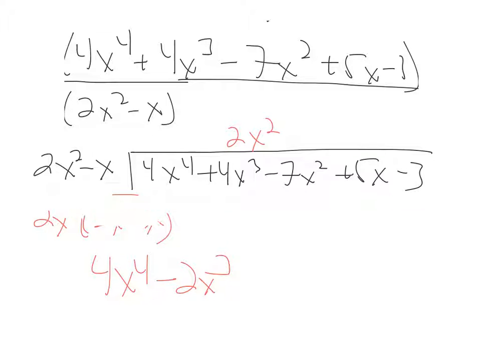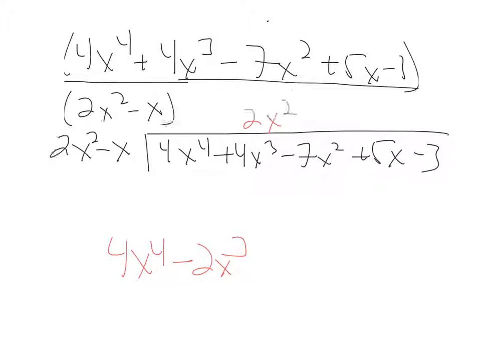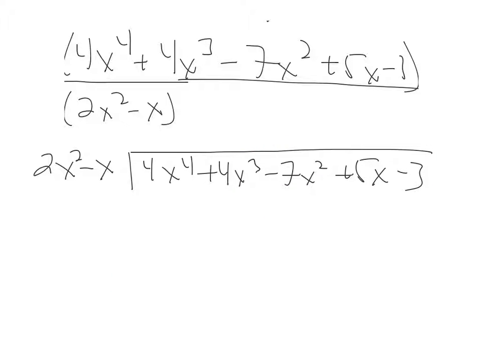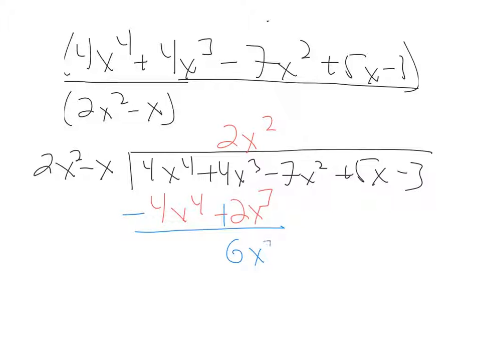So I'm going to rewrite that and see if it'll let me move it up here. I almost bet it won't. No, it won't. So what did I say? I'm going to write 2x squared here. I'm going to get 4x to the 4th minus 2x cubed, and then I'm going to change my signs because I'm subtracting. That leaves me 6x to the 3rd minus 7x squared plus 5x minus 3. I always bring everything down so I don't lose anything.